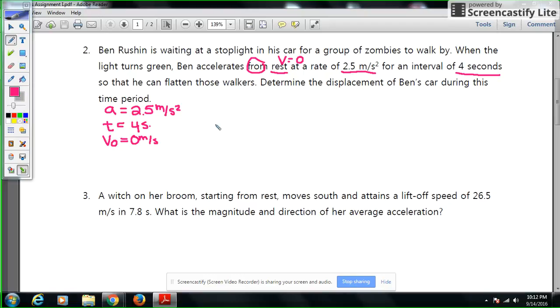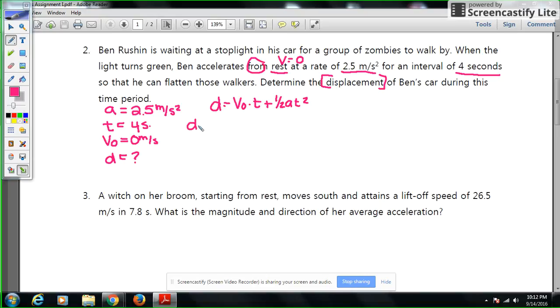So now I need to figure out, what is the unknown? What is this problem asking me to find? Well, it's asking me to determine the displacement. So I'm trying to find displacement. So if we look back on the equations that I gave you yesterday, look back at your notes. The only equation that has D, V0, A, and T is D is equal to V0 times T plus 1/2 AT squared.